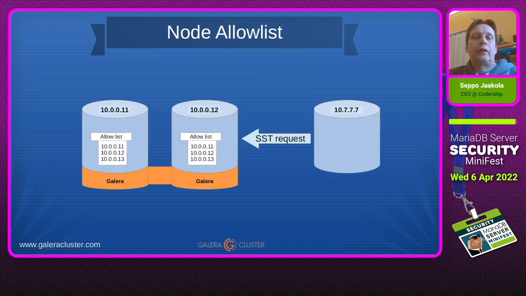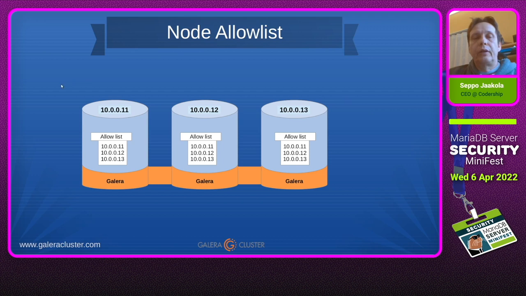Here is the animation of how it works. So we have two nodes in a cluster currently, nodes 11 and 12, and then they have an allow list which has a place for three IP addresses: 11, 12, and 13. And an SST request is coming from an ill-behaving intruder who tries to steal your data. But because his IP address does not match this table, it's not getting anything from this cluster. But then if you have the proper node, so node 13 is joining back, sends an SST request, it can join. And during the SST, we also send the allow list table. So all the nodes will at all times have the correct, same allow list.